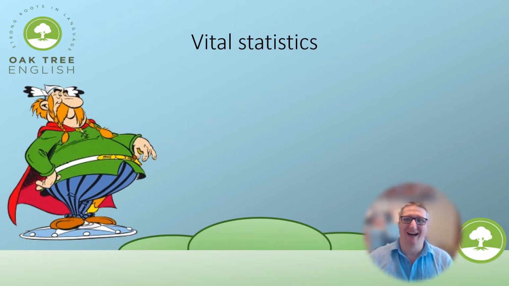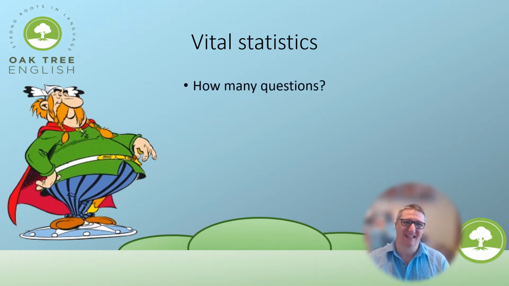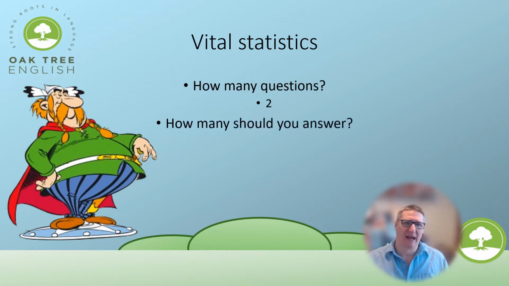Oh well. So, how many questions did I say there were? That's right, there's 2 questions. This must be the easiest exam in the world. There's only 2 questions. 3 if you count what is your name. How many of these questions should you answer? Obviously, both of them. If you answer only one question, you're doing something profoundly wrong. So please answer both questions.